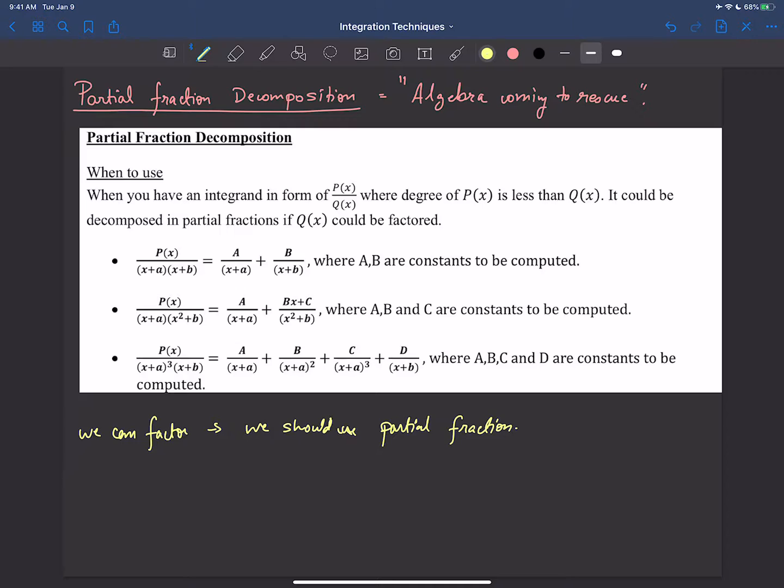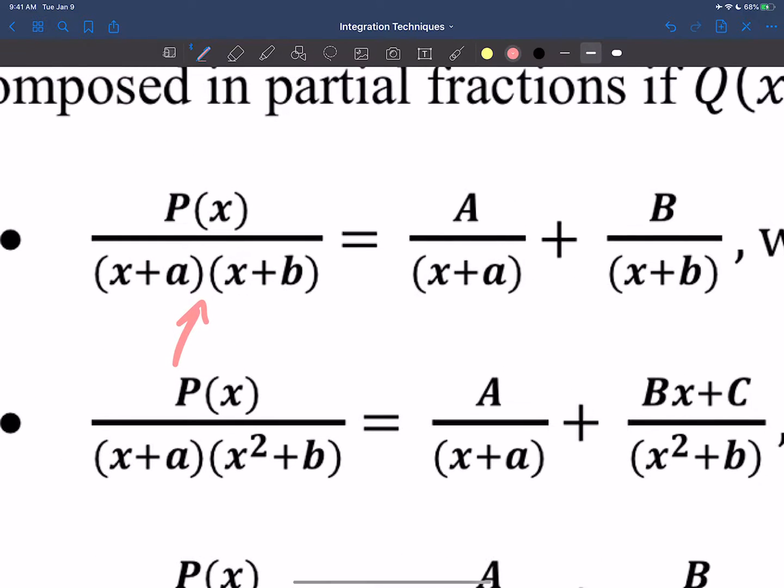okay? This method is not an integration method, okay? Partial fraction decomposition is a method of algebra, okay? What it does is it helps you to break down a single expression, which has two factors being multiplied in the bottom. So if you zoom in here, you see that expression. When you have the polynomial written as two factors, one of them being x plus a, the other one being x plus b, you can break them down into a summation of two separate fractions, each containing one factor each. Okay, that's why it's called decomposition.